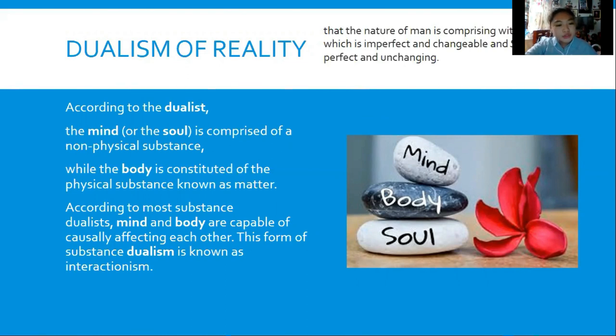So according to most substance dualists, mind and body are capable of causally affecting each other. This form of substance dualism is known as interactionism. So the mind or the soul always interacts with the body, no? So if the soul or the mind thinks, I want to be white, I want my skin to be lighter, and so be it, the body will now be changed, but the soul will not be changed.